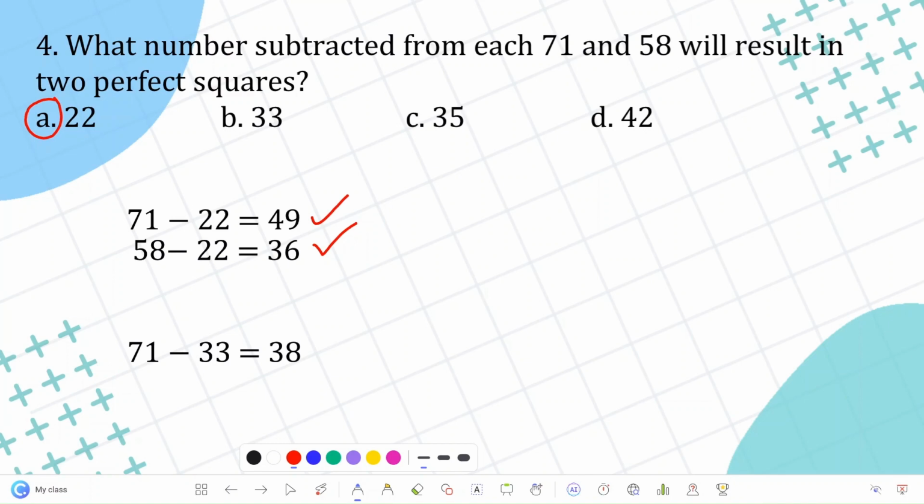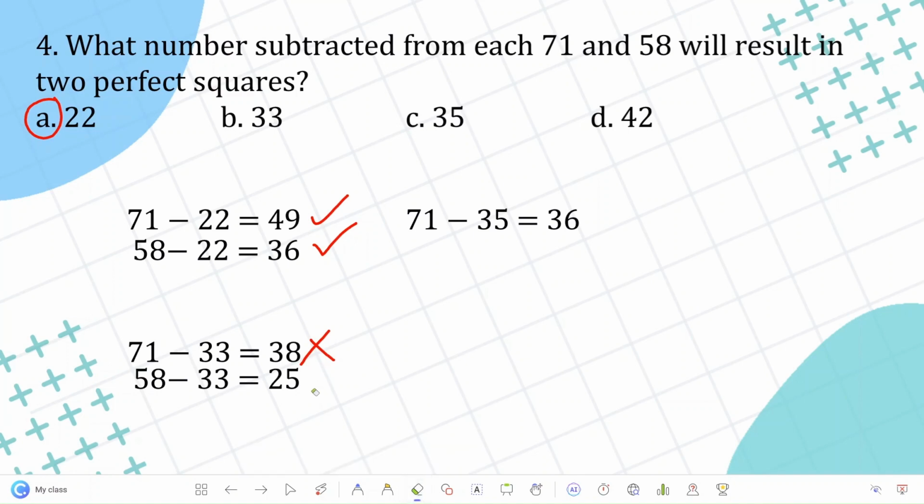So, we have here letter B, 33. So, i-minus natin sa 71 is 38. Alam na natin na hindi ito perfect square. So, X na ang letter B kahit na ang 58 minus 33 is 25 is a perfect square. Okay? So, this is a perfect square. Pero mali ang 71 minus 33 is equal to 38.